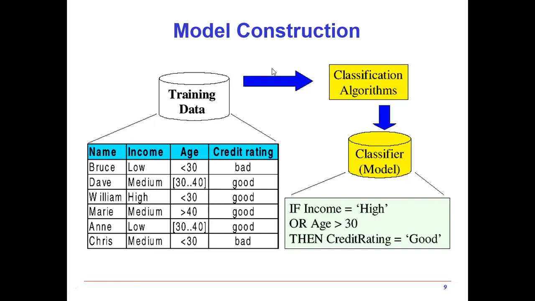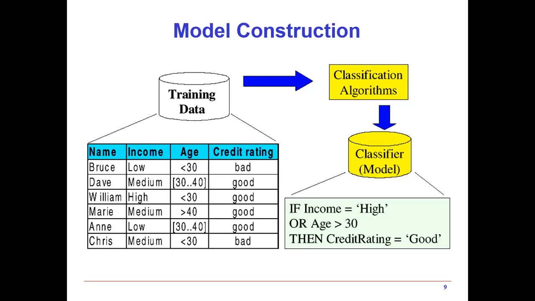First one is the instances, and the second one is the class label. In every training data, there is a combination of two values. This is capital X value, which is a combination of three values like name, income, and age. And the second partition of the training set is your class label, that is credit rating, either good or bad. So training data is always a combination of these two.